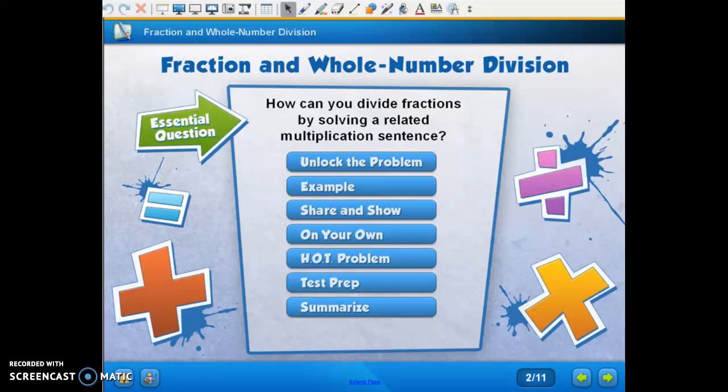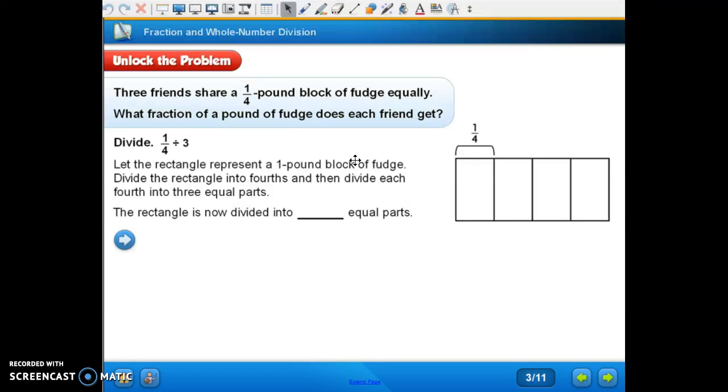Okay, today we're looking at lesson 8.4, page 353. How can you divide fractions by solving a related multiplication sentence? This is really nothing more than we have already looked at. 3 friends share a 1/4 pound block of fudge equally. What fraction of a pound of fudge does each friend get?